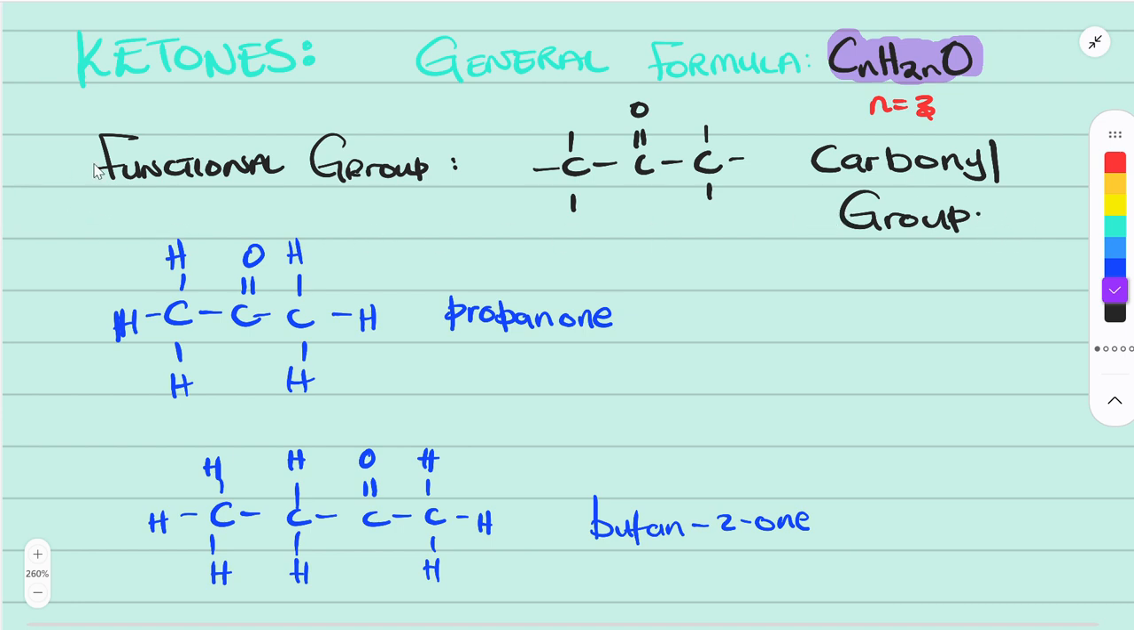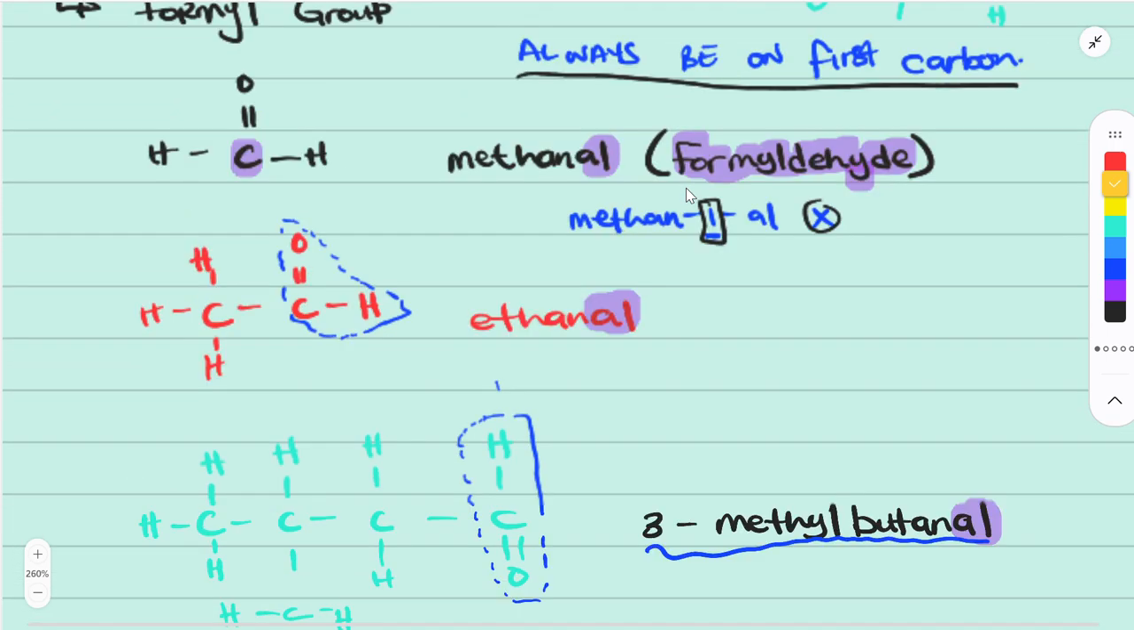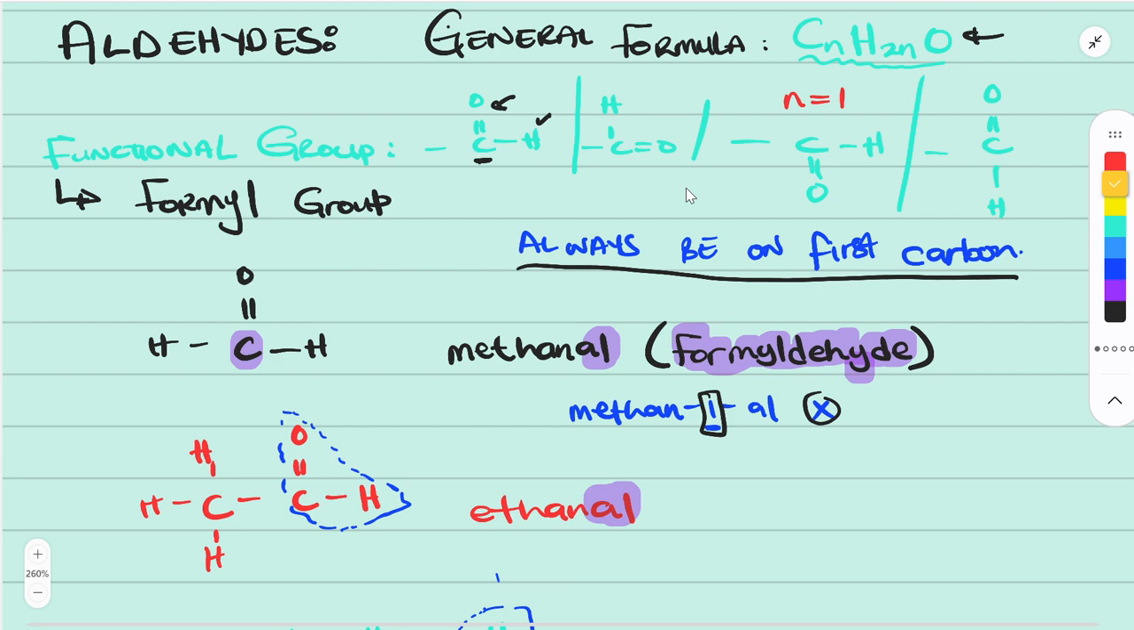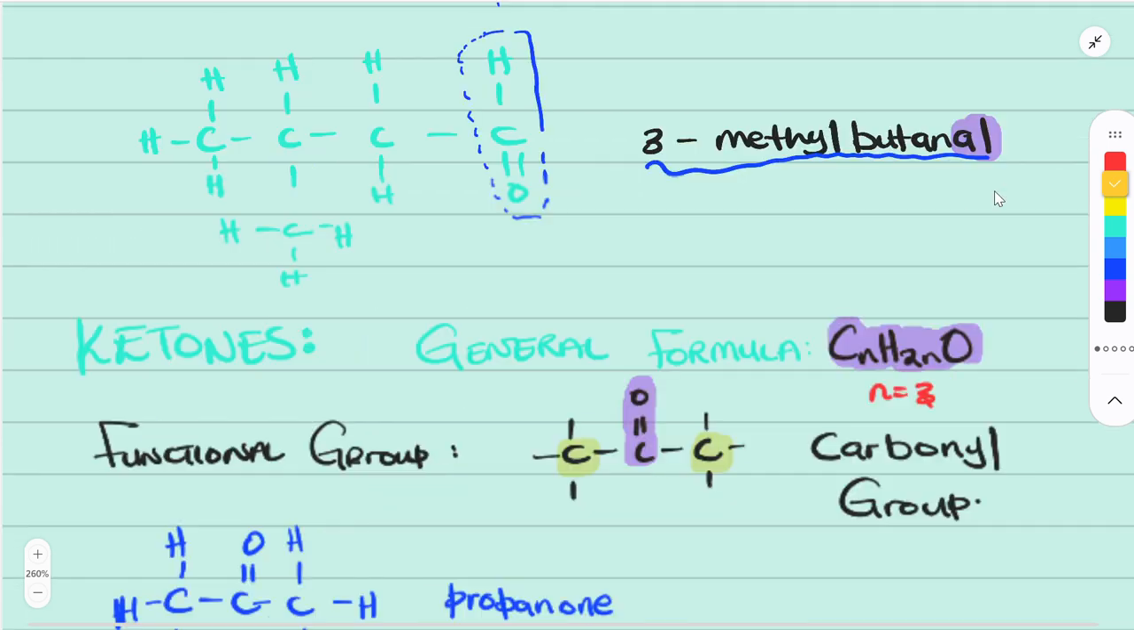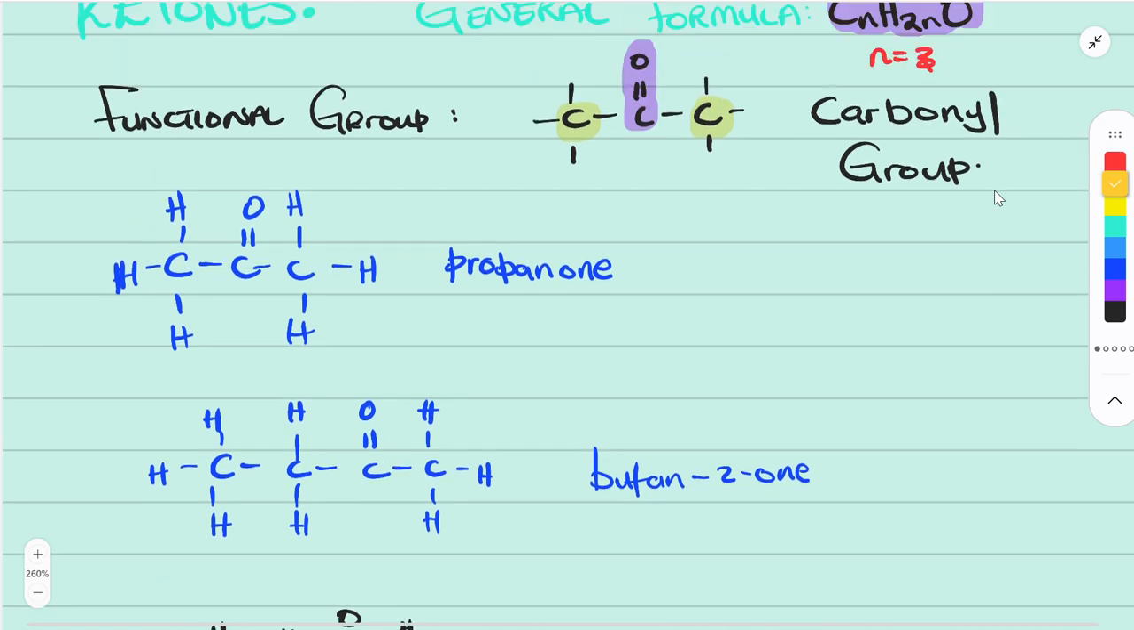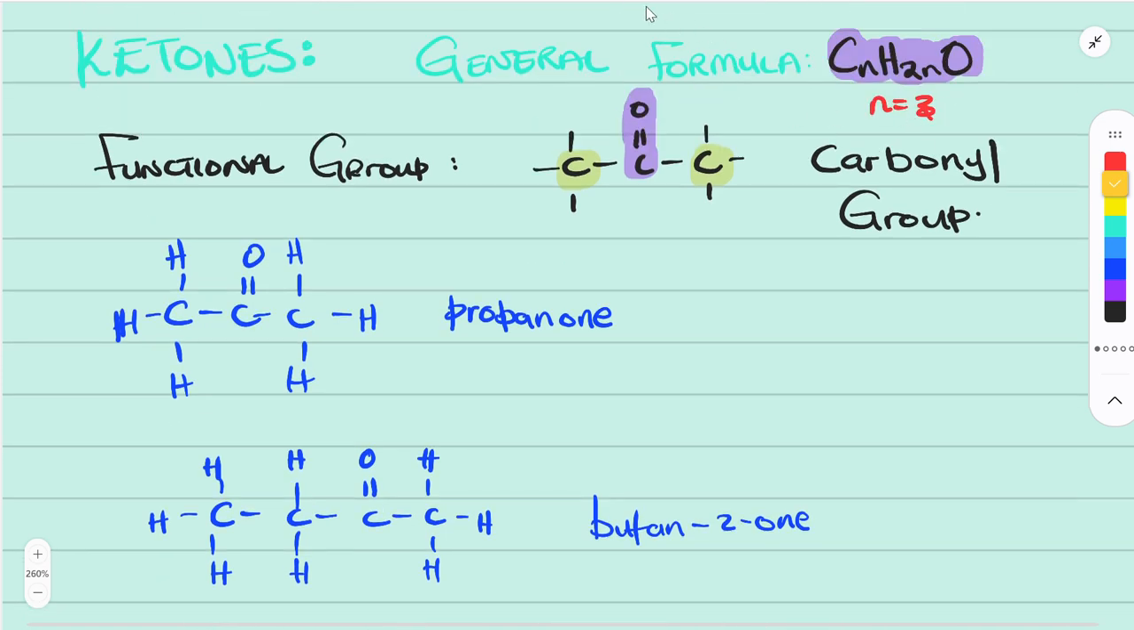Now the functional group of ketones looks like this. You're going to have a carbon double bonded to the oxygen like that, and that carbon always has to be bonded to two other carbon atoms. It's not like the aldehyde. The aldehyde always has that carbon bonded to one other carbon, but for your ketone, you are going to have this carbon bonded to two other carbons.